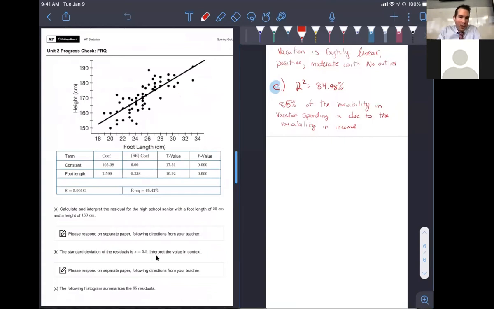So I need you to think back, what does residual mean? It's how far it strays away from the line of best fit, right? Mm-hmm. So in part A, we have our line of best fit. So here's question 2. Let's do this in green. Because it doesn't ask me to write it out, I'm going to write it just as y hat, is 105.08 plus 2.599 times foot length.